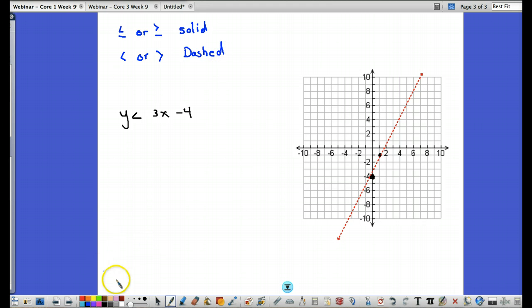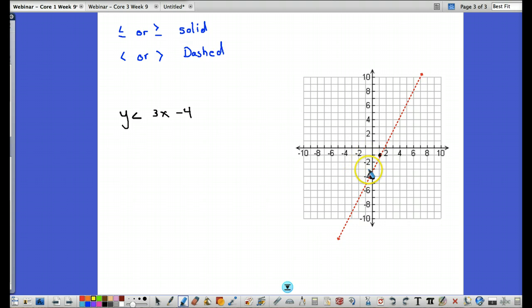Now the last thing about this is we have to shade it. So this says that we want all the y values that are less than this function. So where is it less, above or below? What do you guys think, above or below? Alexander, what do you think? The y values that are less than that line, are they below the line or are they above the line?